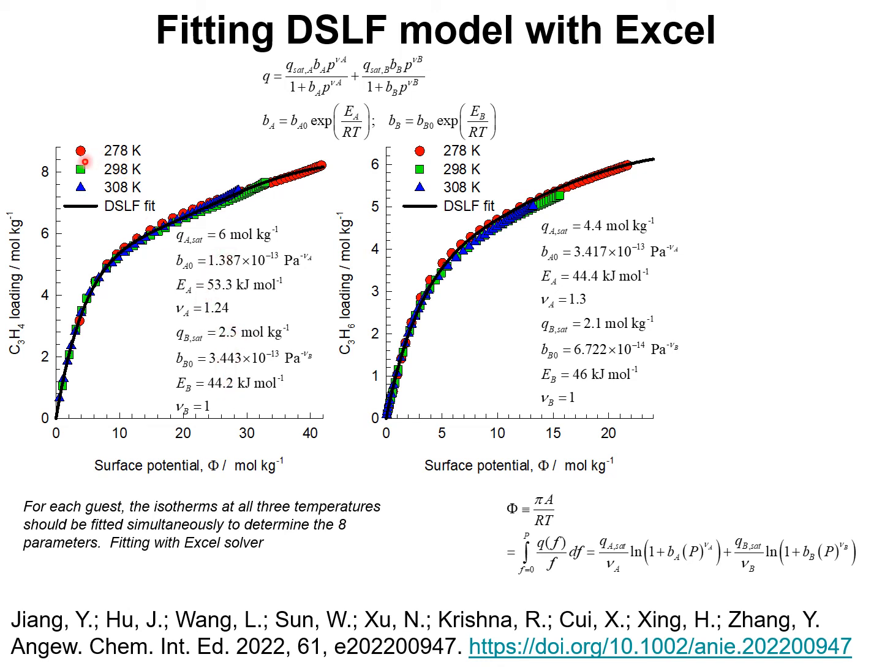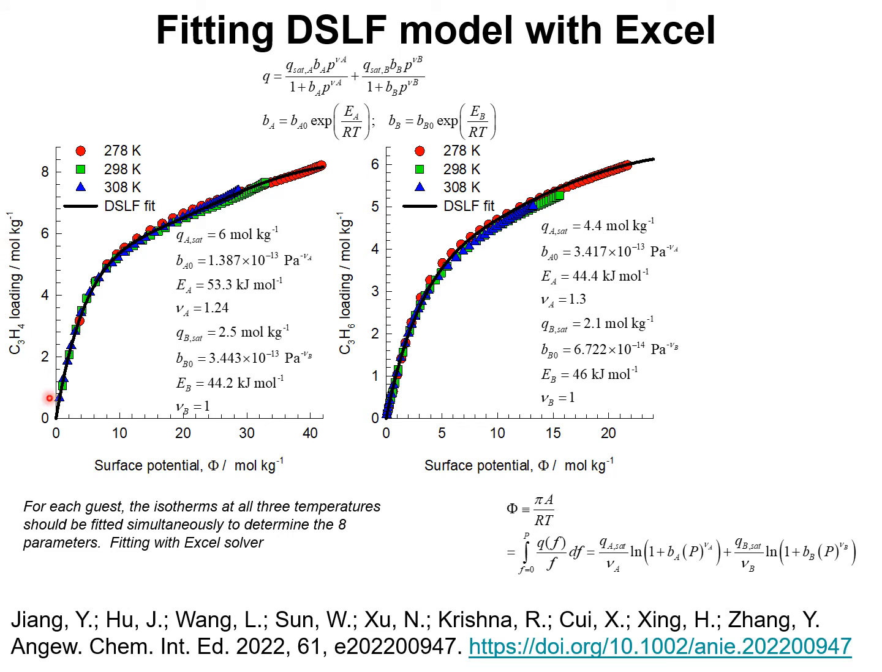For example, for propyne, the fitted parameters are shown here. You note that the QA sat value is 6, then the QB sat value is 2.5. If you add them together, we have a saturation capacity of 8.5, which seems to be reasonable because that is what the experimental data shows. The graph here plots the molar loading as a function of the surface potential. The surface potential is the proxy for the spreading pressure, and for the dual site Langmuir model, the analytic expression for the surface potential is derivable and is shown here.